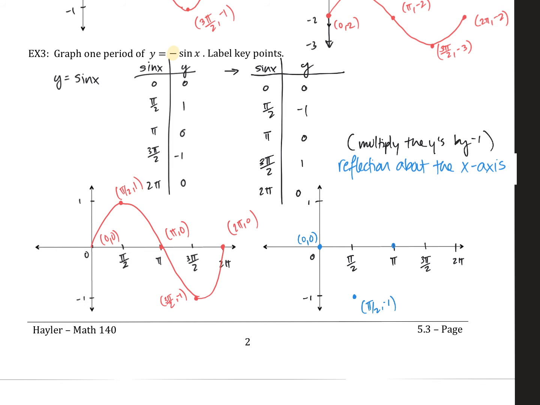Then at pi, we're still 0. 3 pi over 2, ooh, we're at +1 now. And lastly, 2 pi, 0, once again, that didn't change, because we just reflected about the x-axis. So all it did is it just sort of flipped our sign, and there we go. We have a reflection about the x-axis.